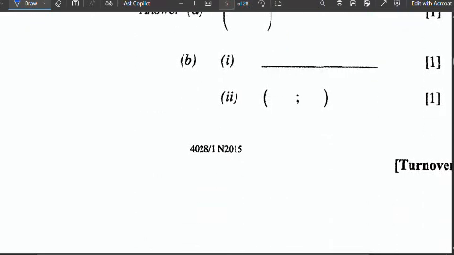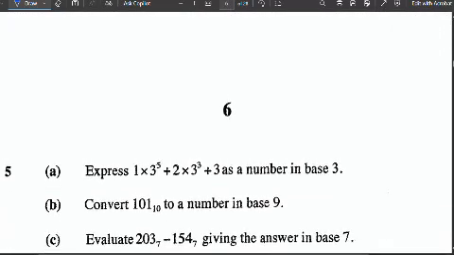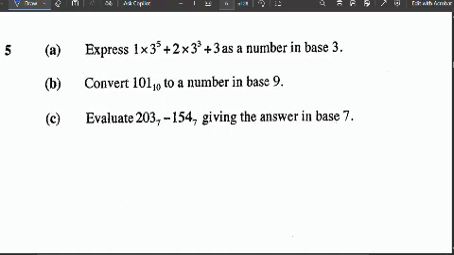Then our next question is number 5. We are given number bases. Express 1 times 3 to the power 5 plus 2 times 3 to the power 3 plus 3 as a number in base 3. So we just simplify this part. Obviously it's in base 10. 1 times 3 to the power 5. 3 to the power 5, we are saying 3 multiplied by 3 multiplied by 3 multiplied by 3 multiplied by 3, 5 times.